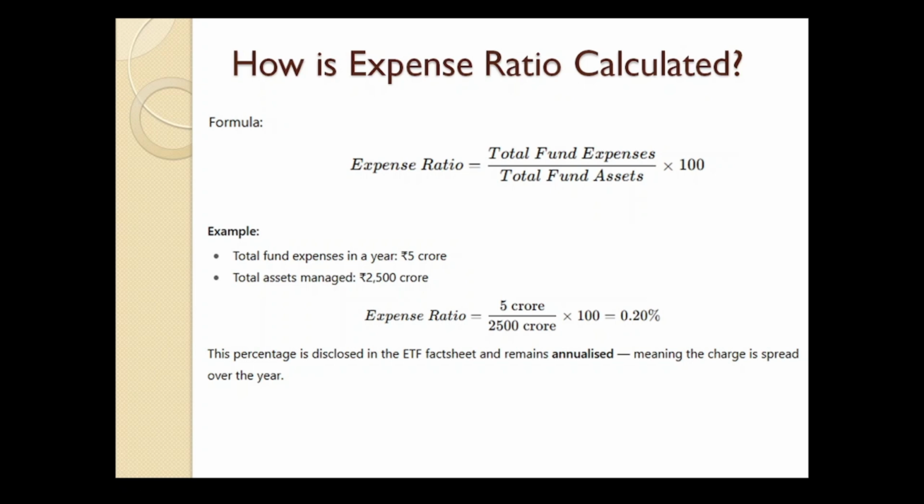How is expense ratio calculated? Look at the formula. Expense ratio is equal to total fund expenses divided by total fund assets, multiplied by 100. For example, if total fund expenses in a year are 5 crore rupees, and total assets managed are 2,500 crore rupees, we get 0.20%. This percentage is disclosed in the ETF fact sheet and remains annualized, meaning the charge is spread over the year.